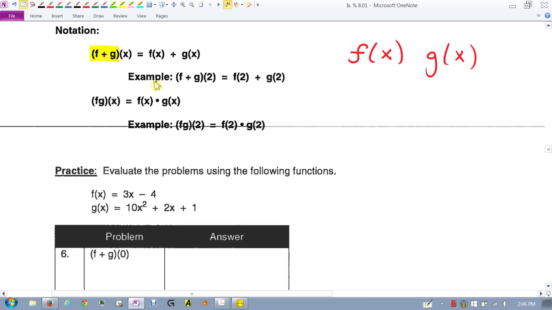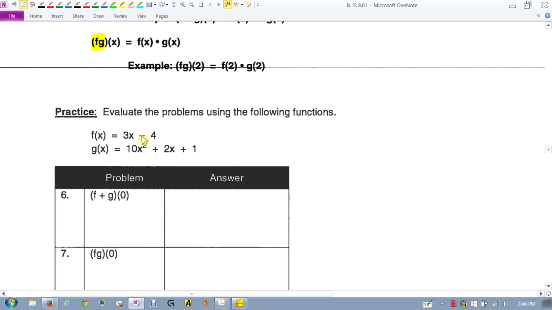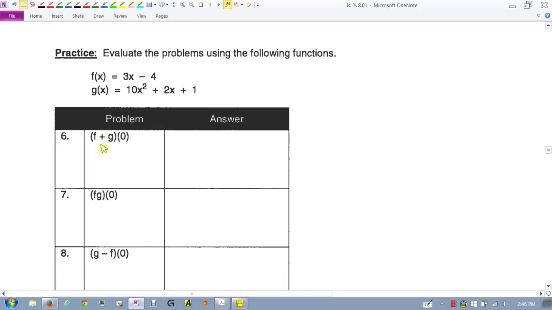If I want you to multiply two functions, I just write f right next to g, fg. That means take the two functions and multiply. So let's see if, using that, we can do the following. What does this mean?